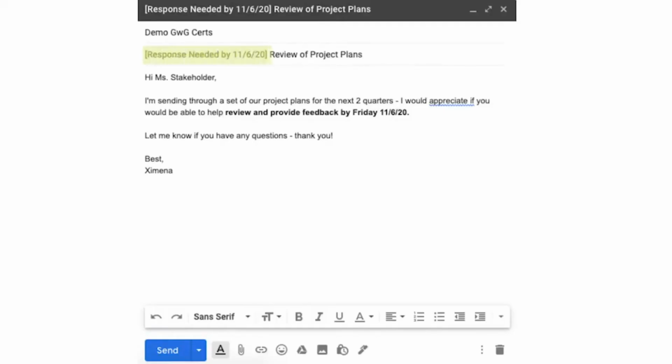If you need a response on something specific from one of your team members, be clear about what you need and when you need it so that they can get back to you. I'll even include a date in my subject line and bold dates in the body of my email so it's really clear. Remember, being clear about your need is a big part of being a good communicator.